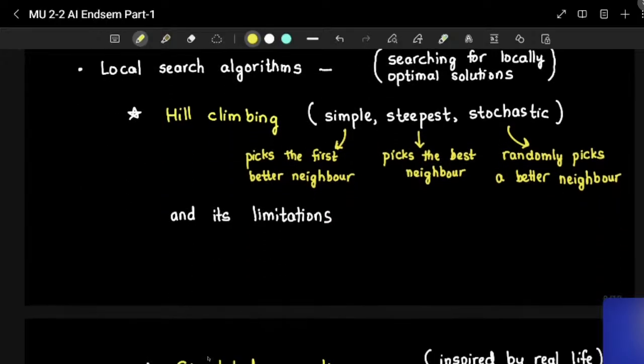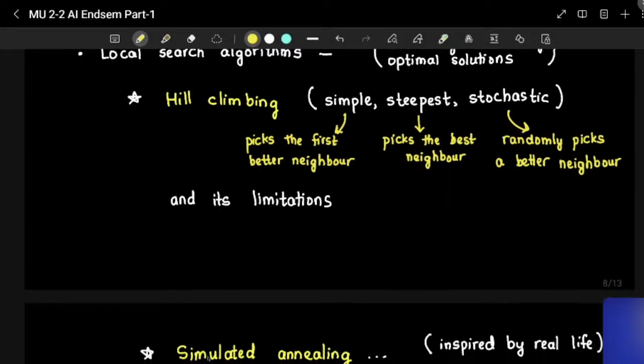And then we were introduced to local search algorithms. There were two of them, hill climbing and simulated annealing. I think simulated annealing is a part of local search. If it's different, it's fine, but I kept them under local search algorithms. In local search algorithms, you're least bothered about the global optimum. You're only searching for locally optimal solutions. In hill climbing, you have three kinds: simple, steepest, stochastic.